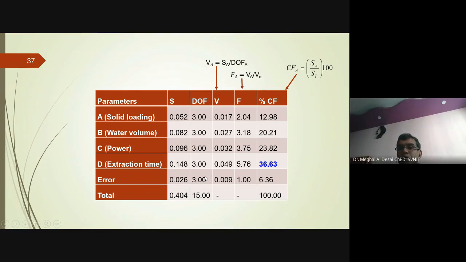So before conducting the experiment also, I will have an idea whether the error will be there or not, whether error will prevail or not. Okay, so this is my analysis of variance.